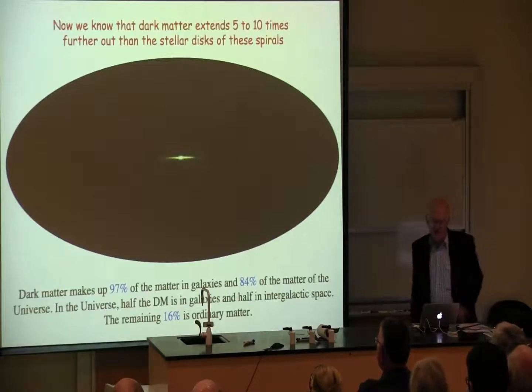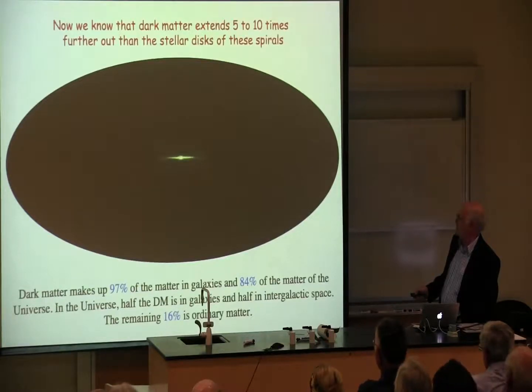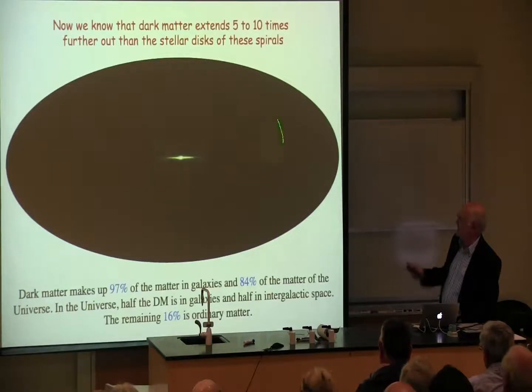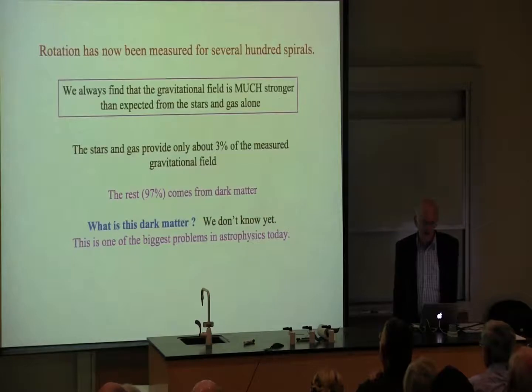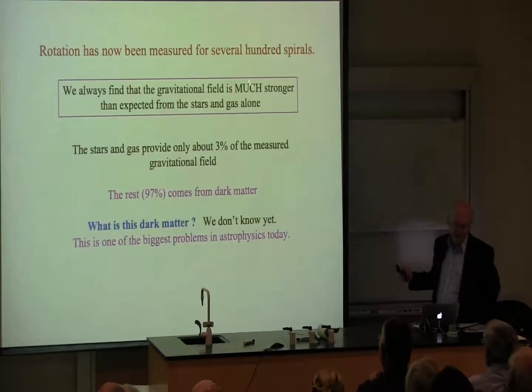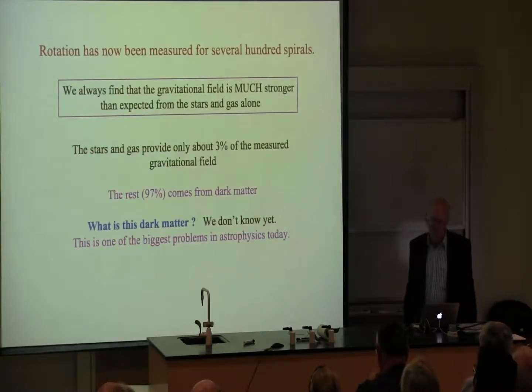Okay, so here's the situation, just a sketch of the dark matter situation. We now know that it extends 5 or 10 times further out than the stellar disks of the spirals. It makes up about 97% of the galaxies, and about half of the dark matter in the universe is in galaxies in these halos, the other half's out in intergalactic space. Okay, so rotation's been measured now for several hundred galaxies. We always find the gravitational field is much stronger than expected from the stars and the gas alone. The stars and gas provide only about 3% of the gravitational field. What is this dark matter? We don't know. It's one of the big problems of astrophysics today.